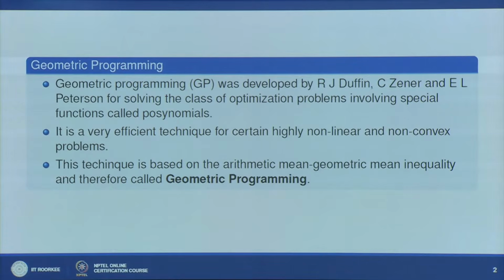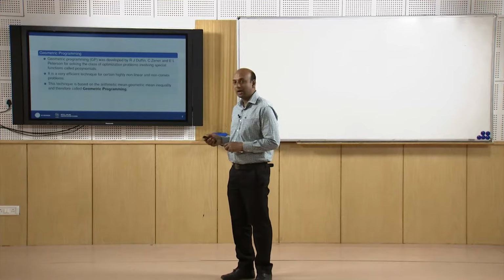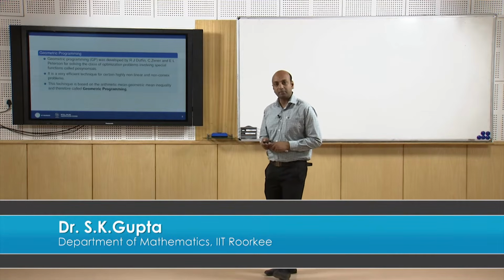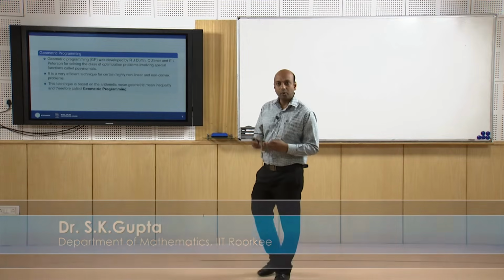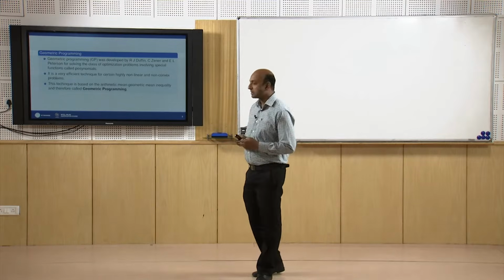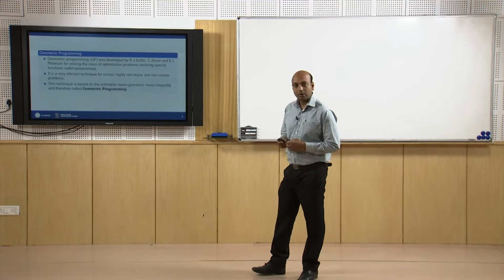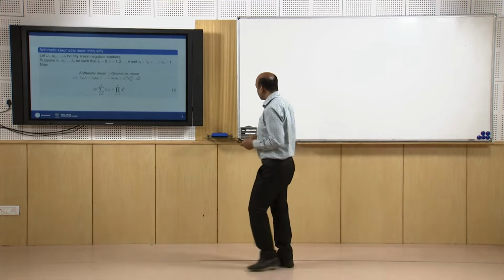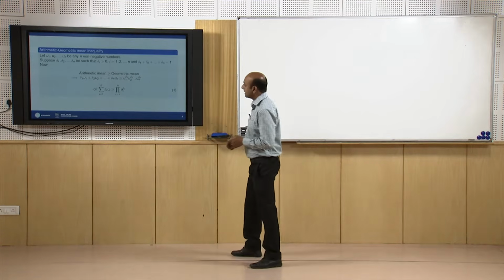We already know the arithmetic mean and geometric mean inequality, that is, the arithmetic mean is always greater than or equal to the geometric mean. We will use this inequality while we develop the algorithm, and therefore these problems are sometimes called geometric programming problems. Now what is the theory? Let us discuss the theory basically.